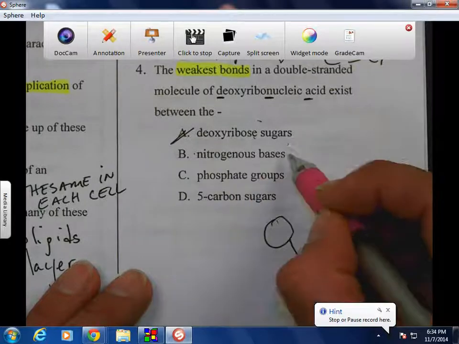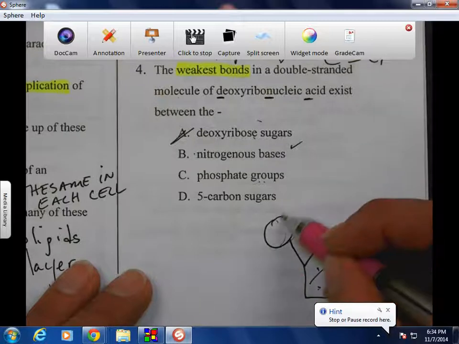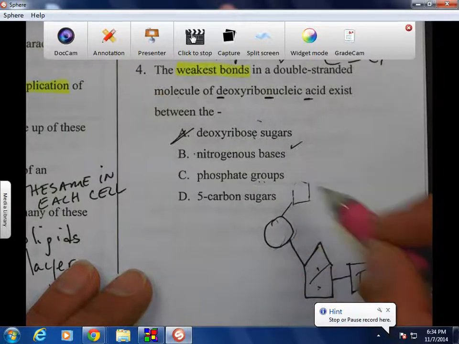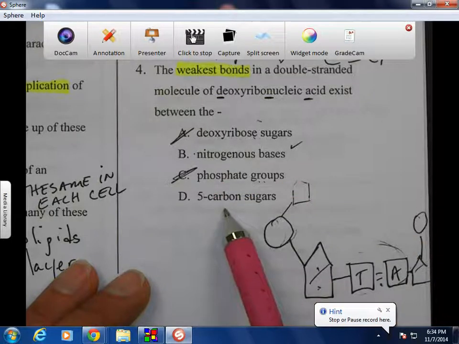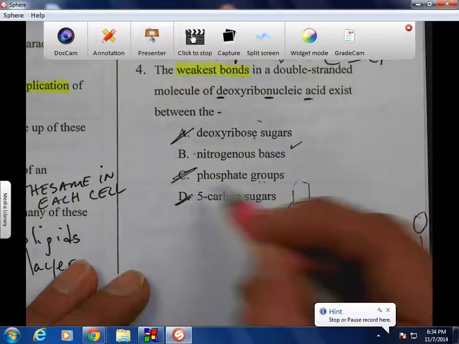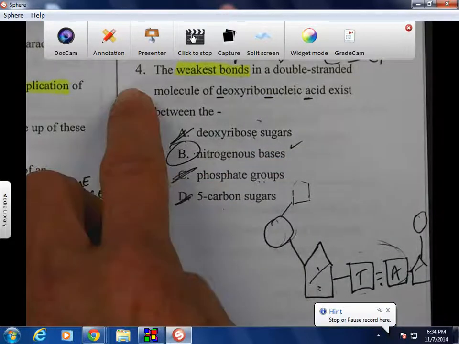So I'm going to hold on to that one. Phosphate groups, well, here's the phosphate, and that's going to be attached to another nucleotide. So that's not it. And the 5-carbon sugar is the same as the deoxyribose sugar. That's not the correct answer. So B is the correct answer for number 4.